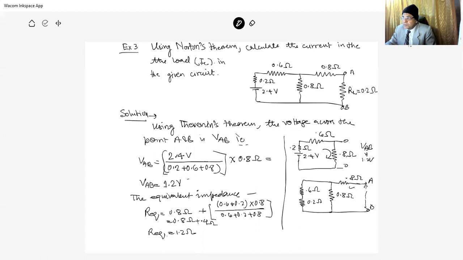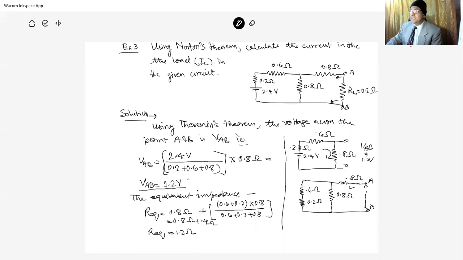Before this potential, if you are looking back, you find these three resistances, 0.2, 0.6, and 0.8. So this is 1.6 and this is 2.4 volt. This bracket gives the current, multiplied by 0.8 ohm is the voltage. So the VAB voltage is 1.2 volt.